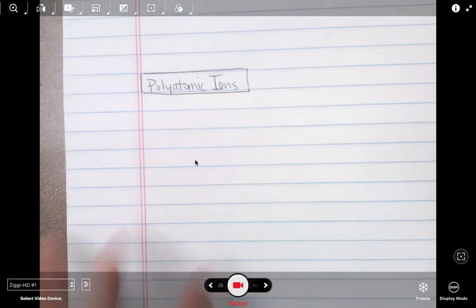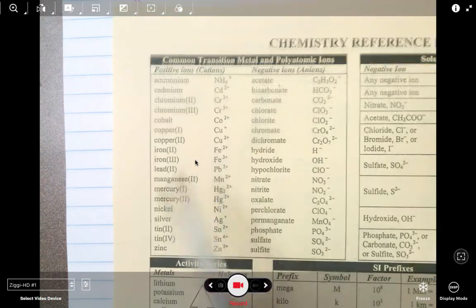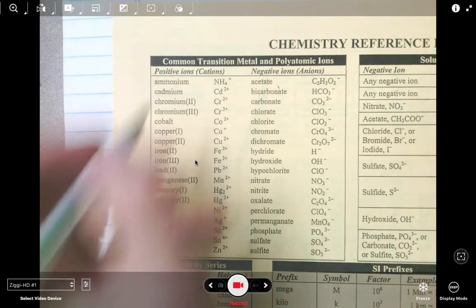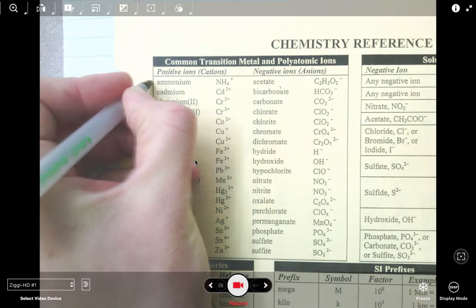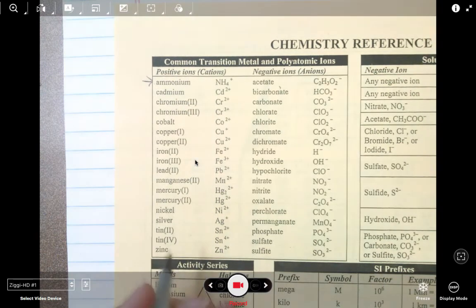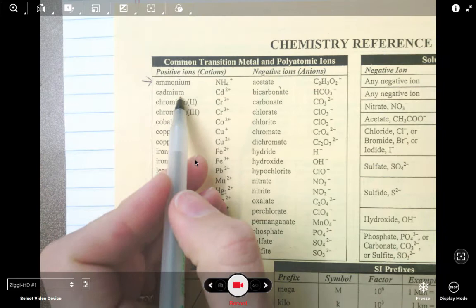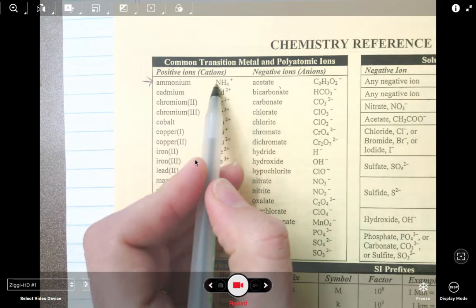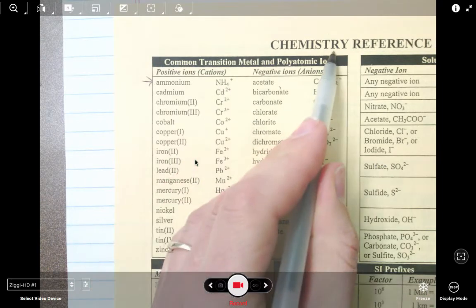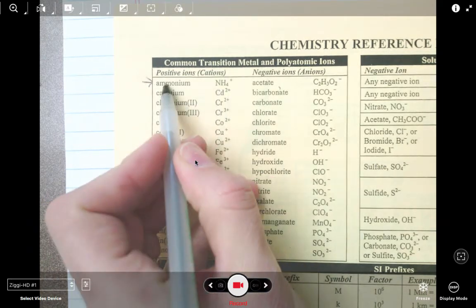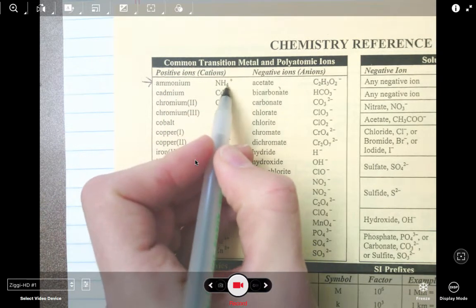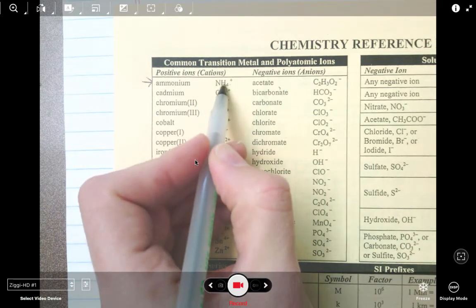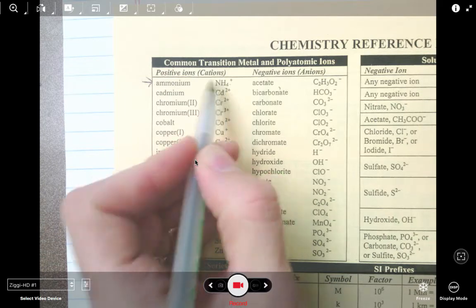For the next set, polyatomic ions are also on this list right here. One thing to note is that this right here is the only positive polyatomic ion. You can see a polyatomic ion, poly means many, so many atoms that form ions. We'll talk about ammonium, NH4+1.